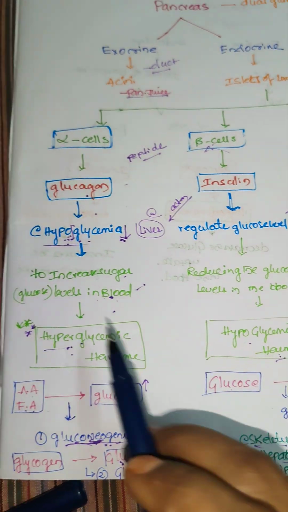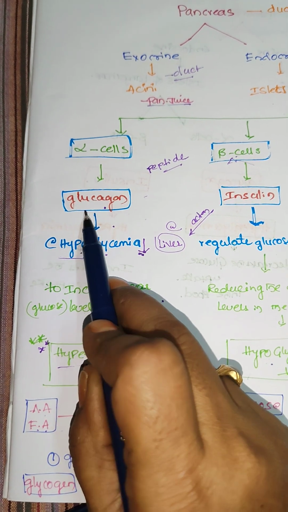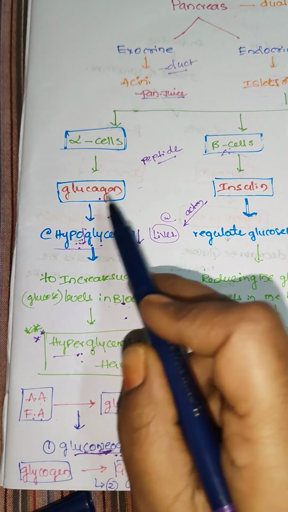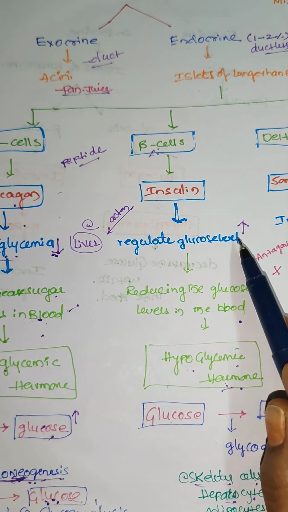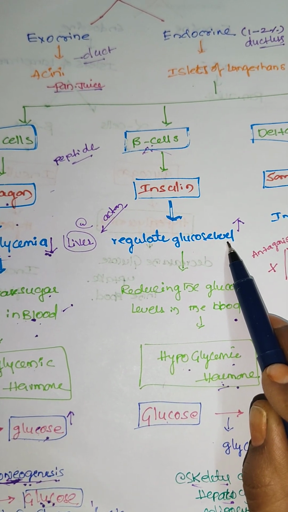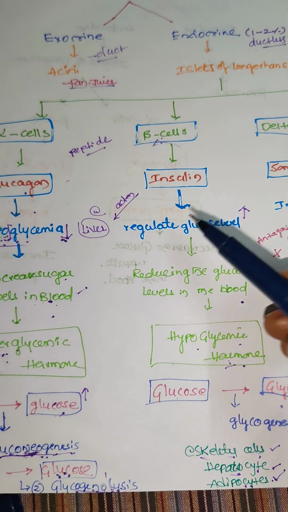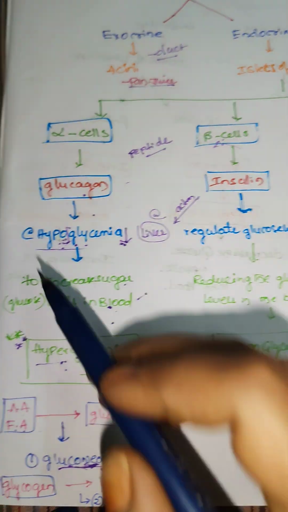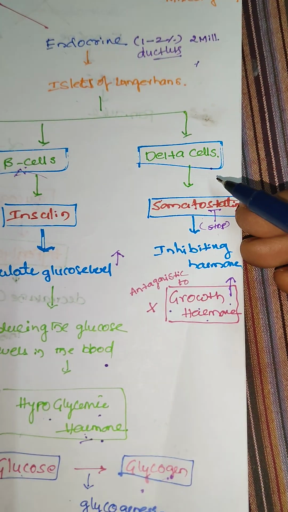Don't get confused. Glucagon is released when glucose decreases, to increase glucose. Insulin is released when the glucose level in the blood increases, for reducing the glucose in the blood. So insulin is hypo, glucagon is hyper. Next, delta cells.